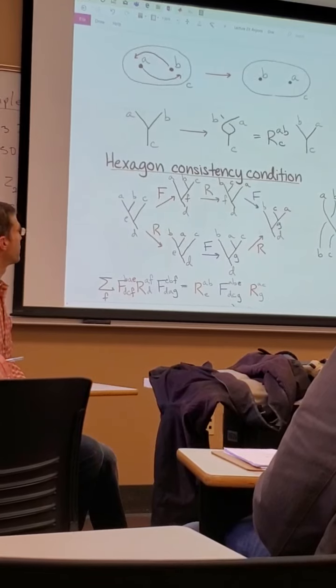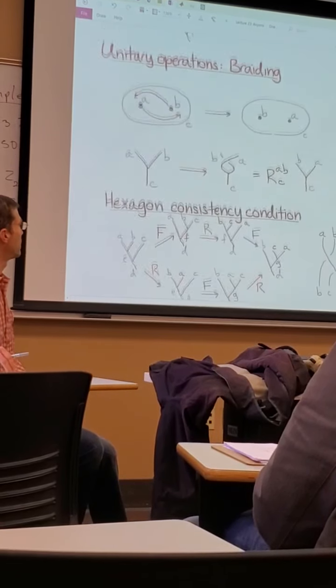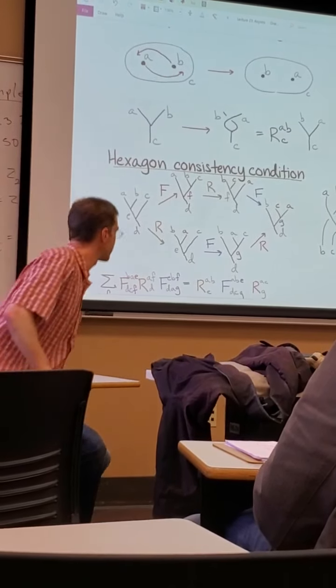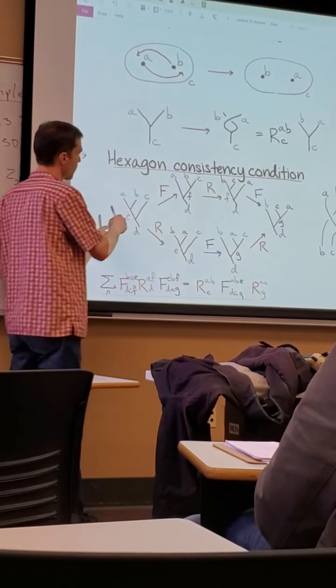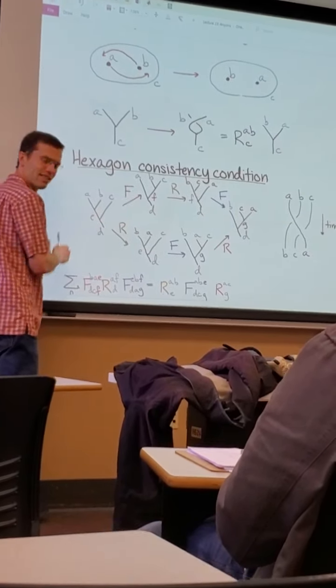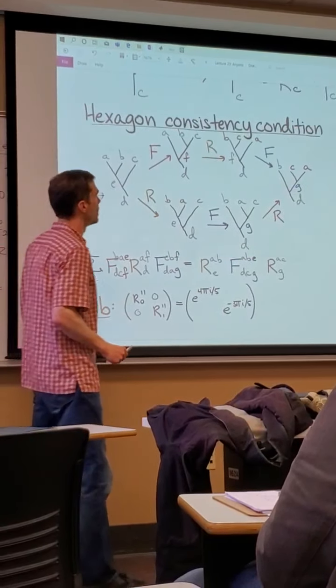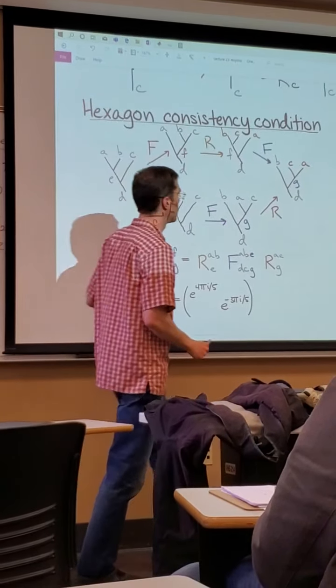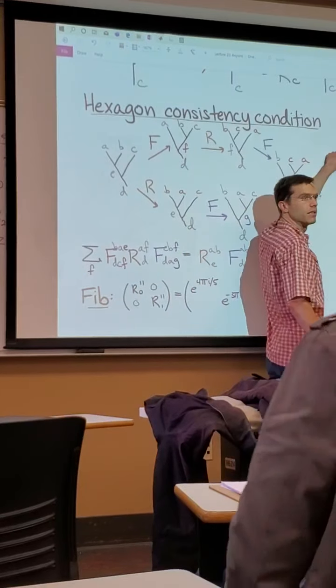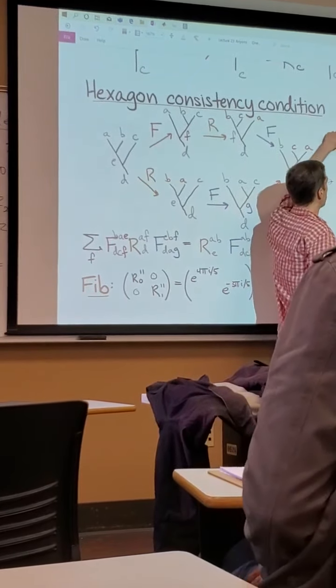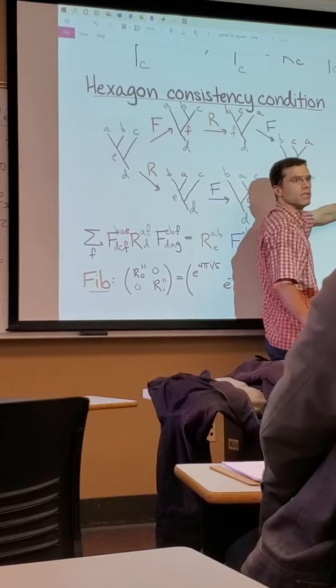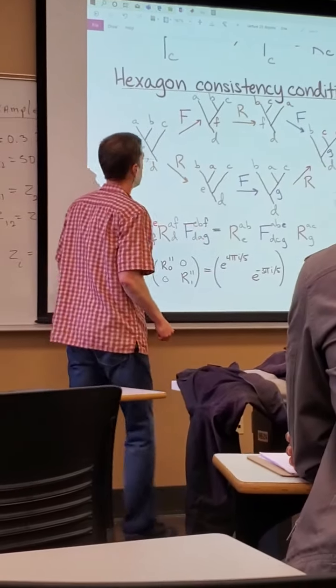Okay, so we talked about the pentagon. The other constraint that we have to satisfy is the hexagon condition. So the hexagon condition here, let me zoom in. What I'm going to do is this operation. I have 3 particles, and I'm going to move A across the first 2 into the 3rd position. And I'm going to do it in 2 different ways.